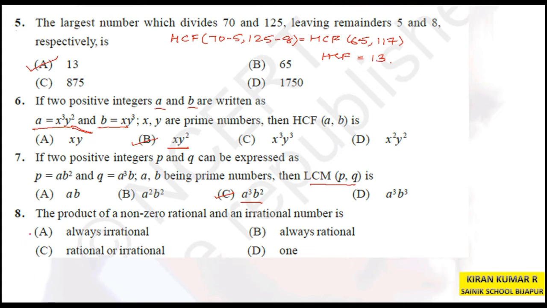It is always an irrational number. The reason is, if you take some non-zero rational number, say 5, multiplied to an irrational number, 5 times root 5 is 5 root 5. This 5 root 5 is an irrational number. So always it will be an irrational number.